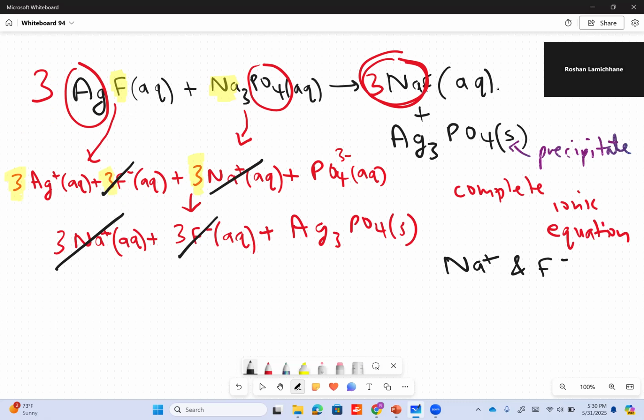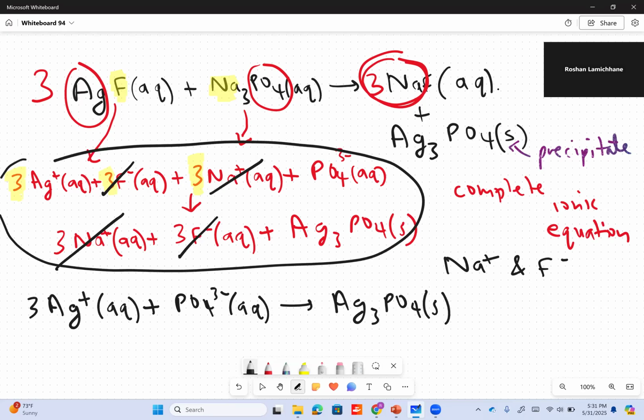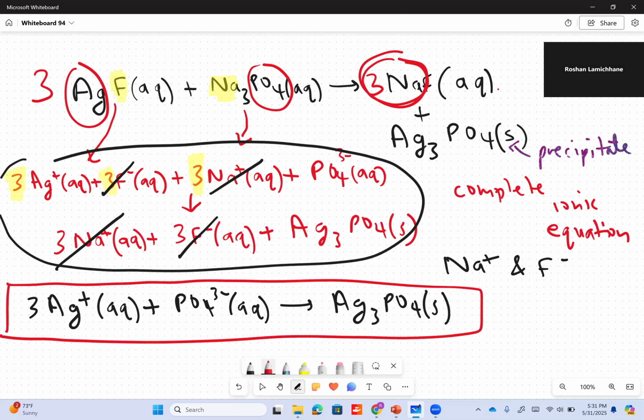The last step is whatever is left is going to be your net ionic equation. Phosphate aqueous giving me Ag3PO4. Now, if you cancel out and write down the total ionic equation correctly, for your final one, the balance and the charges, everything will be balanced out as well. Look at that, you can double check, right? So this is a PO4 3 minus.